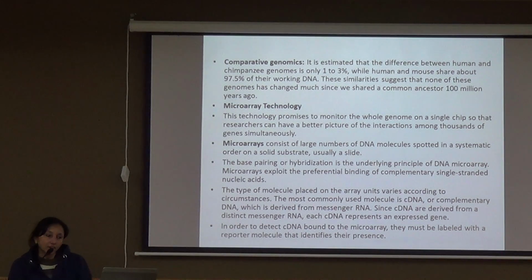Microarrays consist of a large number of DNA molecules spotted in a systematic order on a solid substrate, usually a slide. The base pairing or hybridization is the underlying principle of DNA microarray. Microarrays exploit preferential binding of complementary single-stranded nucleic acid. Now what do we mean by hybridization? When two DNA fragments, or one DNA and one RNA fragment, are single-stranded, they are made to find the complementary part and bind to it, forming hydrogen bonds.